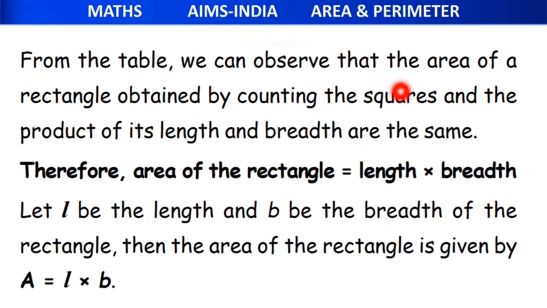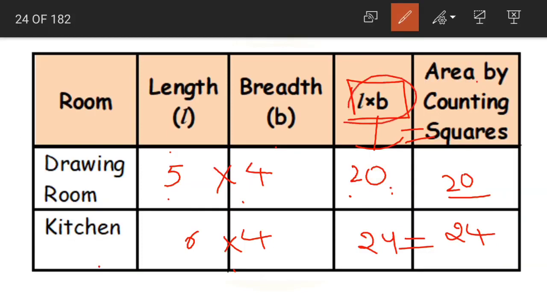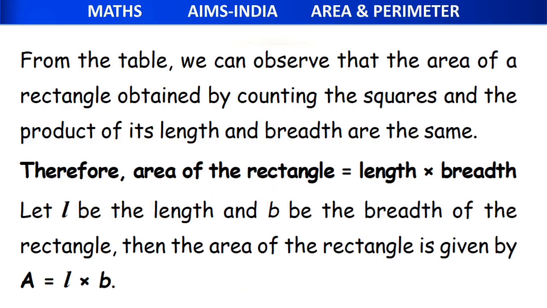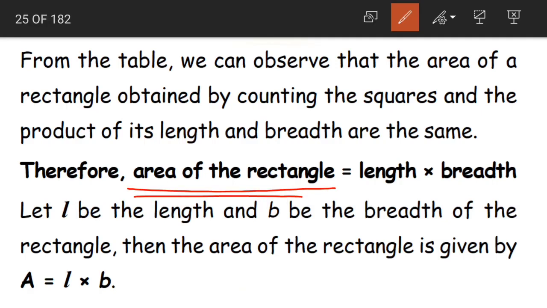Now from the table we can observe that the area of the rectangle obtained by counting the squares and the product of its length and breadth are the same. Therefore, the area of the rectangle is equal to length into breadth. Product means the answer upon multiplying. So the answer upon multiplying length and breadth is equal to the area by counting the squares. Therefore, we can conclude that the area of a rectangle is nothing but length into breadth.